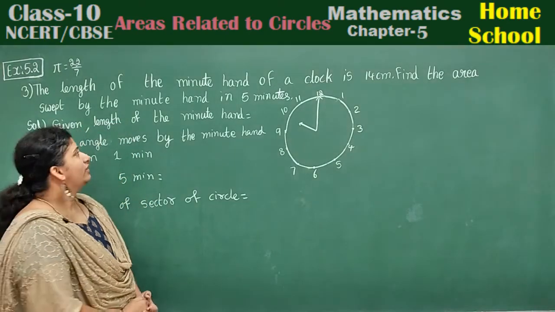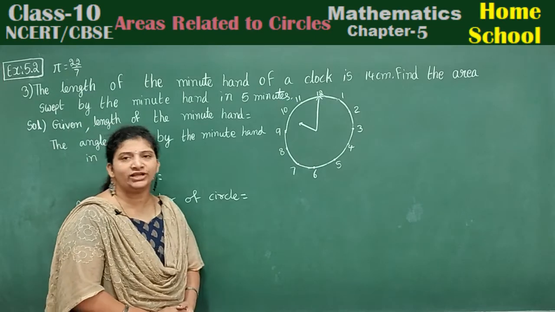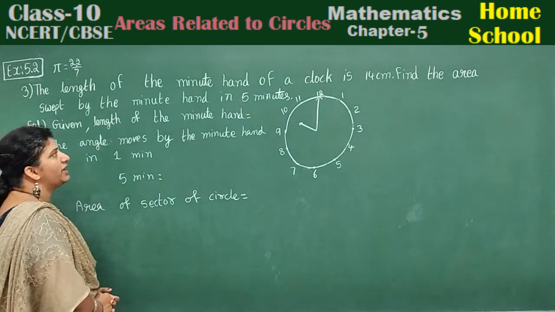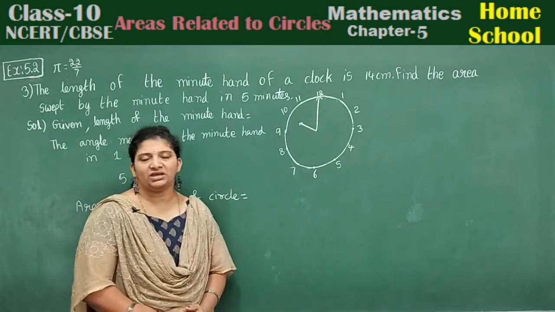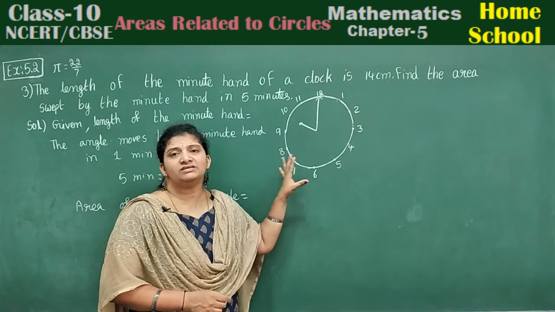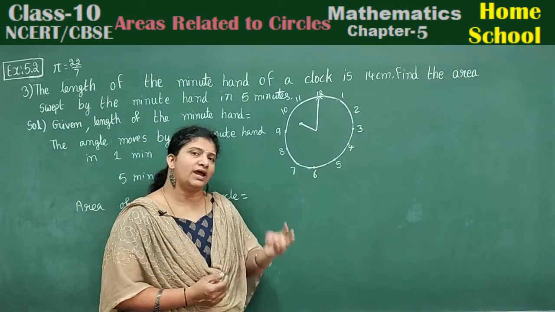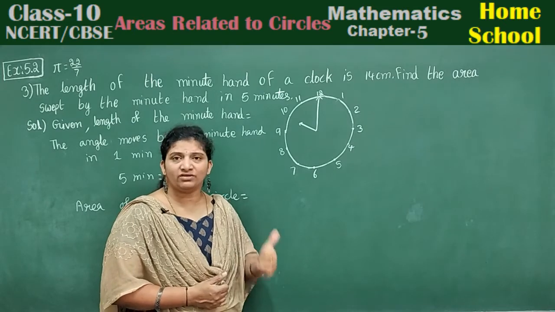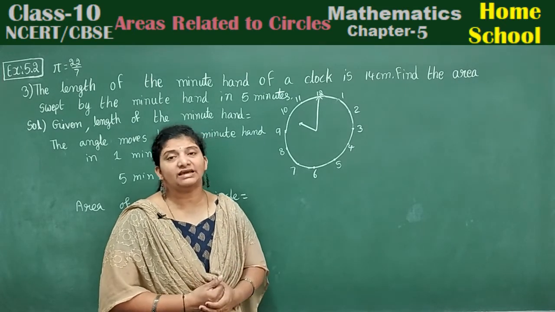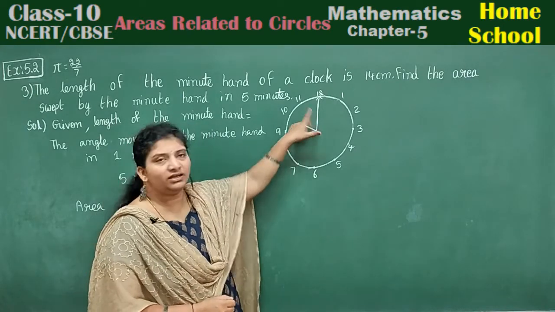Third problem. The length of the minute hand of a clock is 14 centimeter. Find the area swept by the minute hand in 5 minutes. You can see a clock on the board. In this clock, you can see only 2 hands. Usually 3 hands will be there: one is the hour hand, another is the minute hand, and another is the seconds hand. Now we are talking in our problem about the minute hand.